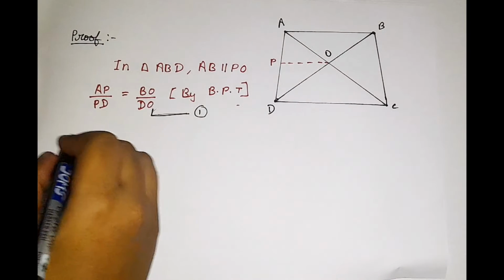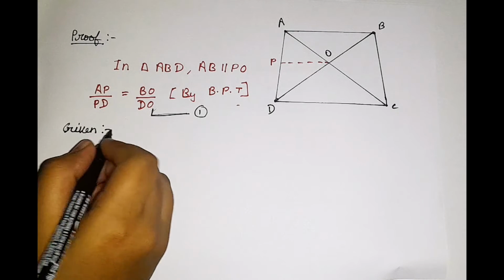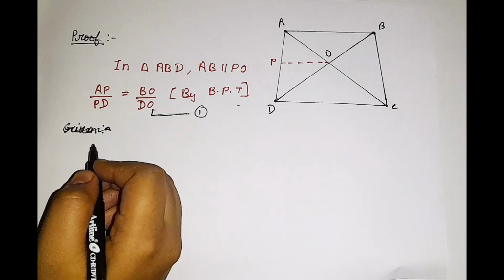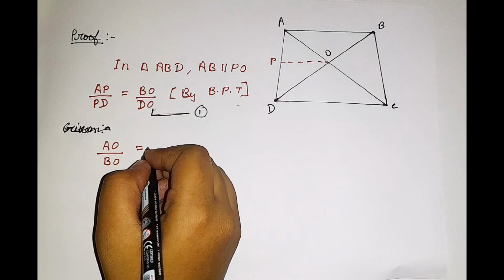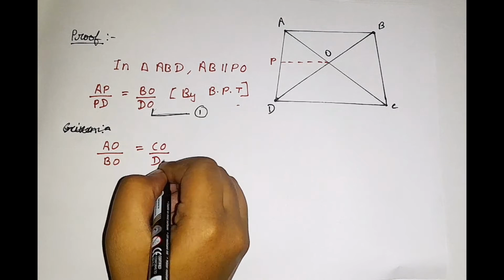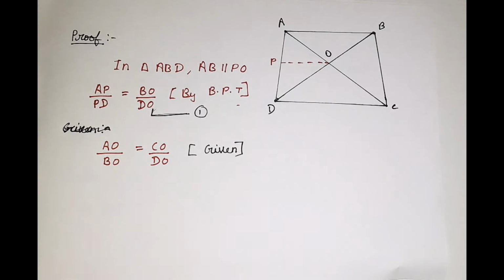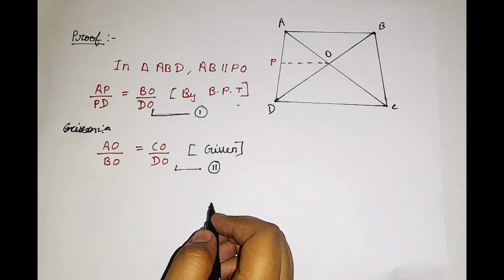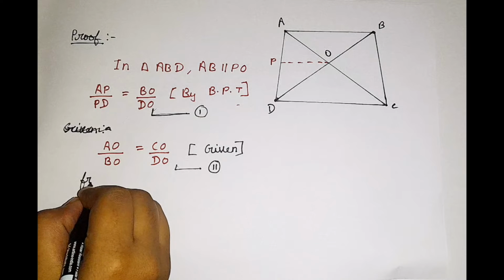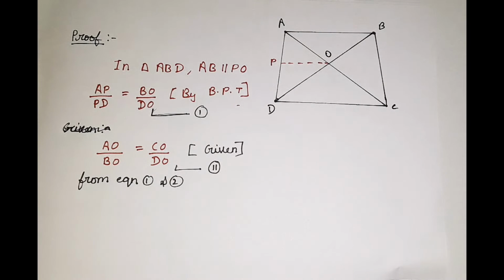So let us use it. First let us write given. Once again guys, don't write like this. So first I'll write that one: AO by BO is equal to CO by DO. Am I right? This is given in the question, so I'm going to write it as given right over here, but I'm not going to write it as BPT, because it is already given in the question. Now I'm going to take it as equation number 2. So I'm going to be comparing equation number 1 and 2. So what is from equation number 1?